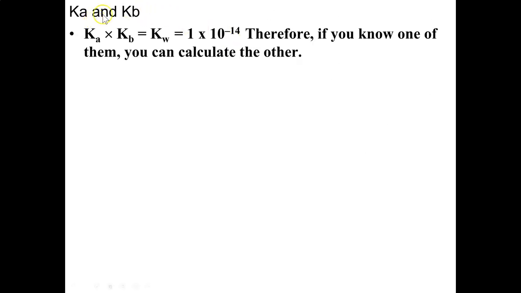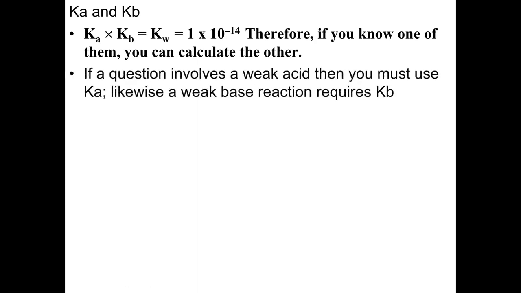So first thing about Ka and Kb, remember Ka is for weak acids, Kb is for weak bases. The relationship between them you need to be aware of. So whenever you multiply Ka times Kb, whatever number it is, you should always get 1 times 10 to the negative 14 as your Kw value. That's just the standard. So you need to remember that if I were trying to solve for Ka from Kb, I use this calculation and vice versa. If I'm trying to solve for Kb, I'll plug in my value for Kw, which is this, and divide it by my Ka. So this calculation basically allows you to go between Ka and Kb. That's the long and short of it. If a question involves a weak acid, then you must use Ka. Likewise, a weak base requires Kb.